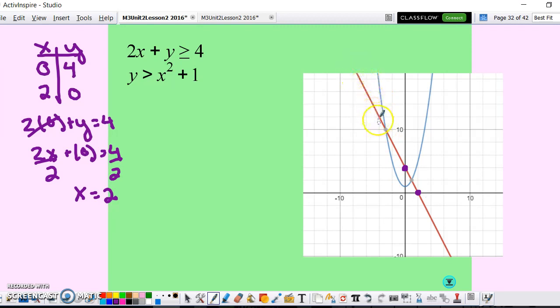I connect that. Now I'm going to leave that. It is a solid line because there's an equals 2 underneath here. So we'll leave that. Now when it comes to something like this, this is a parabola.